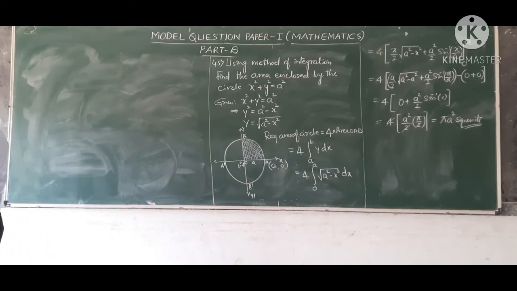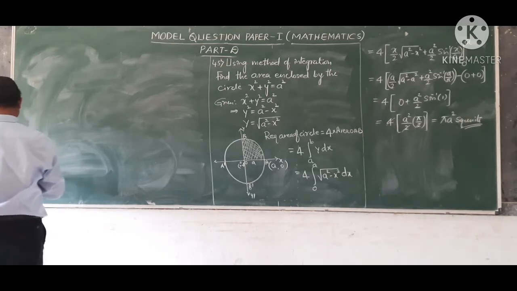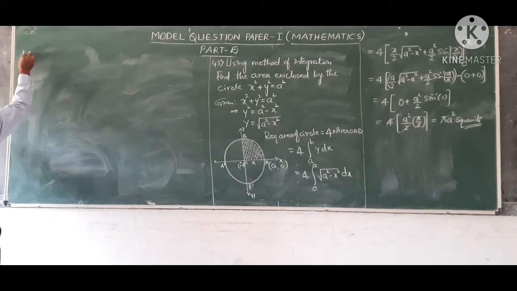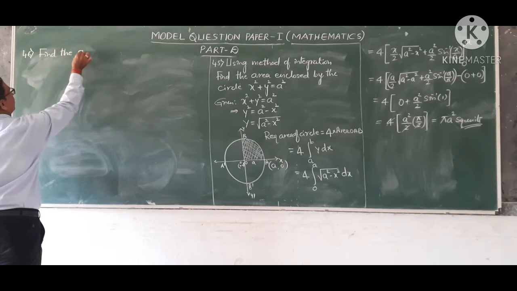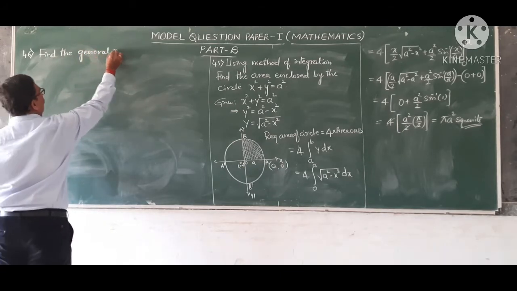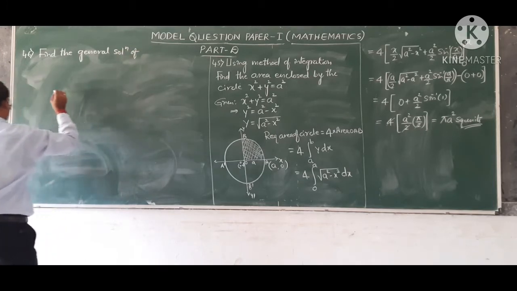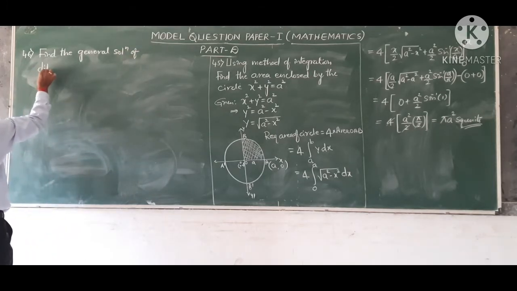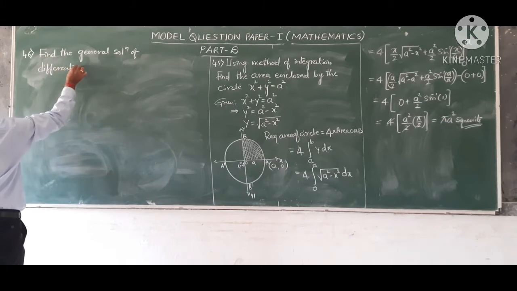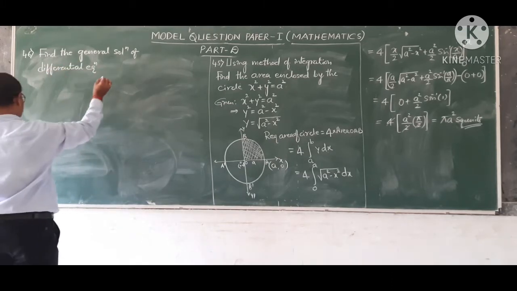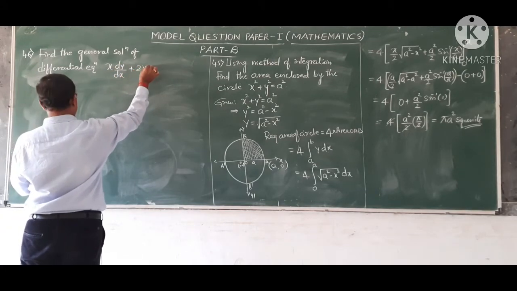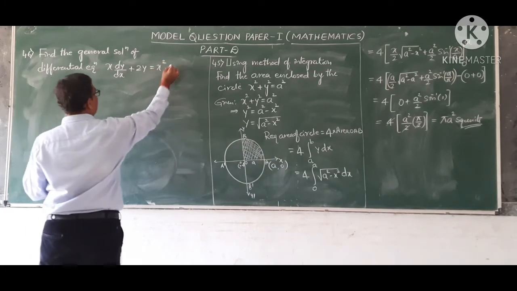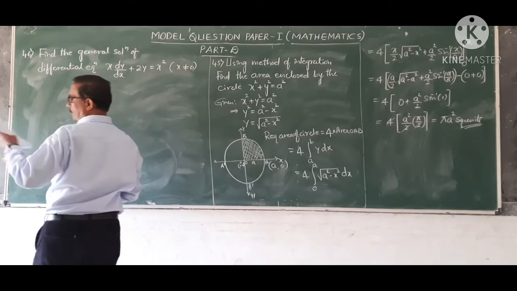Next problem, problem number 46, that is based on linear differential equation. Find the general solution of the linear differential equation x dy by dx plus 2y is equal to x square, condition x is not equal to 0.